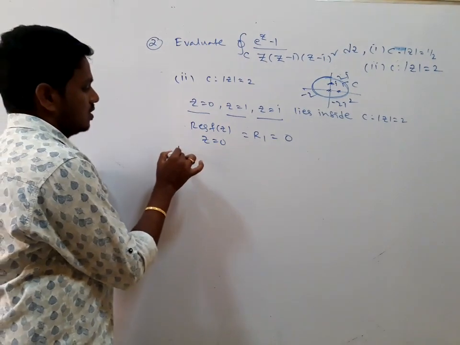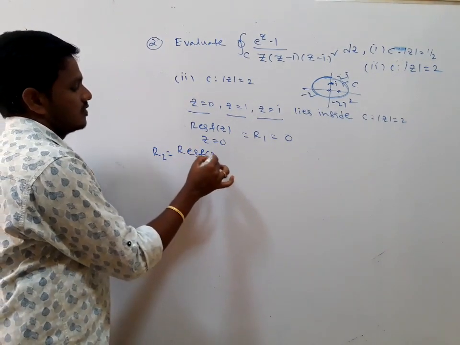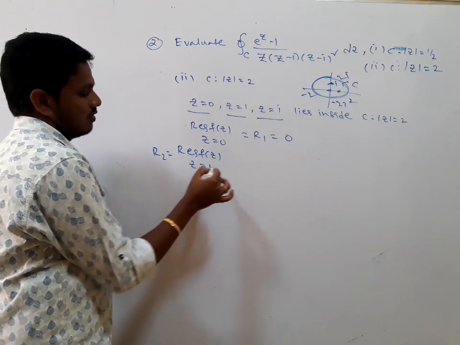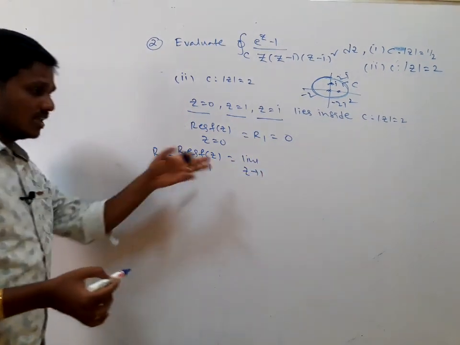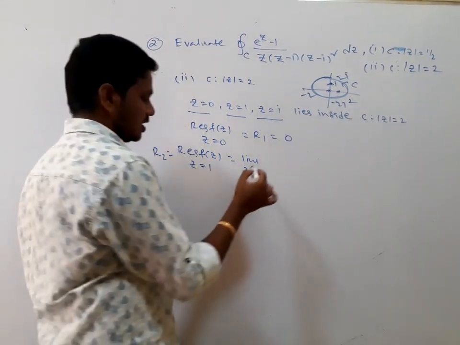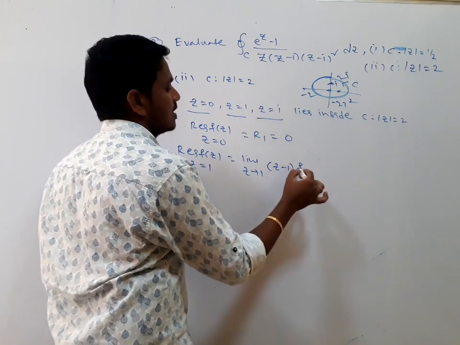Next, the residue of the second case, R2, is equal to the residue of f of z at z equals 1, which is the limit as z tends to 1. It is a simple pole, that's why I am taking this formula: limit z tends to 1, z minus 1 into f of z.